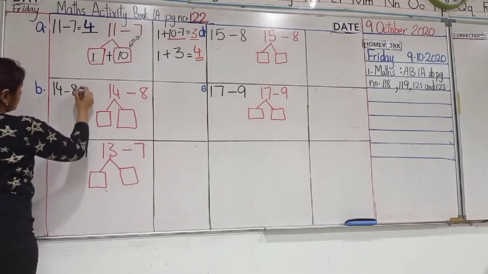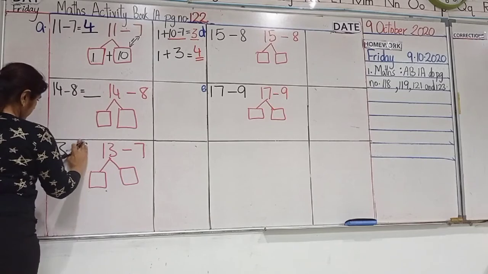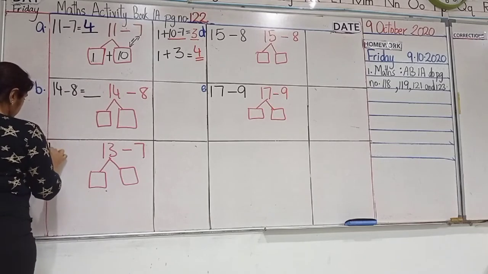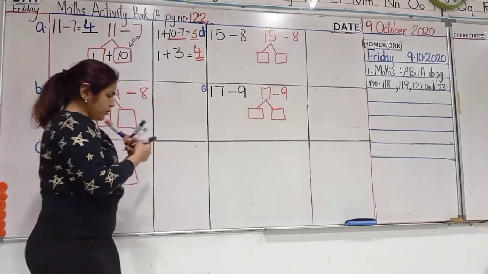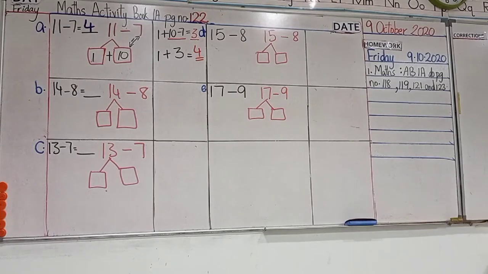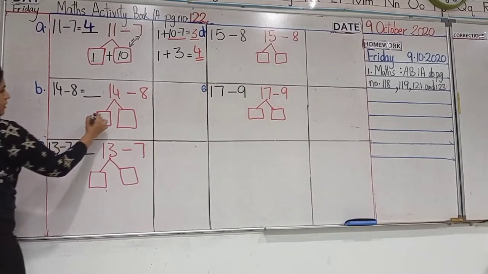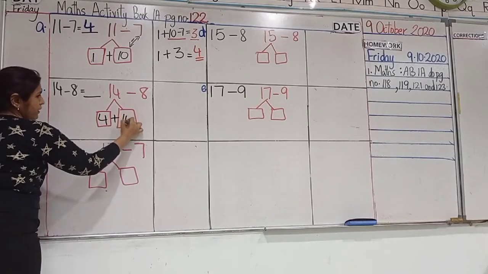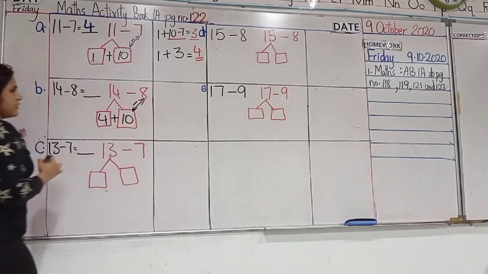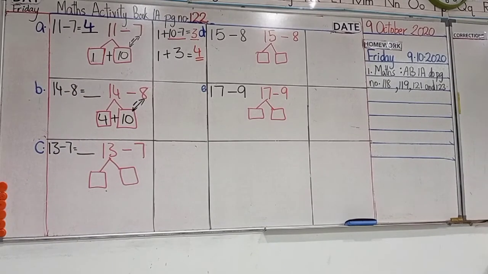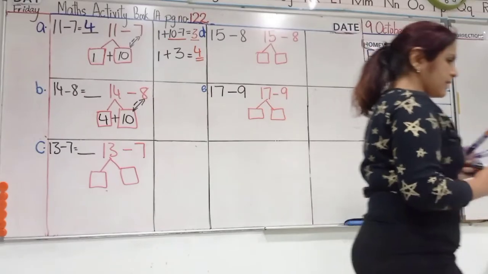Ready? Okay, next one. Put on your pencil quickly. 14 minus 8. Split 14 into 2 parts. Yes, Anvita, quickly. 4 plus 10. Very good. 4 plus 10. Draw an arrow pointing towards 10 and 8. Write a minus. Quickly. 4 plus 10. Arrow pointing towards 10 and 8 with the subtraction sign.